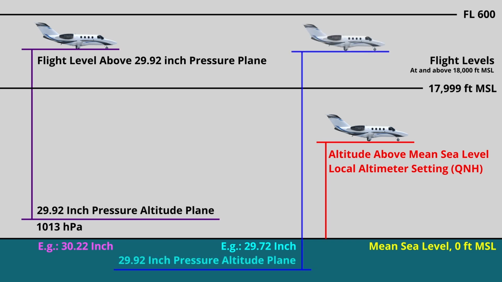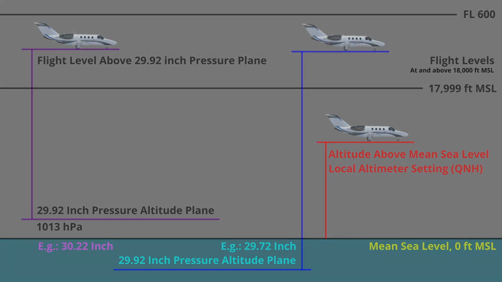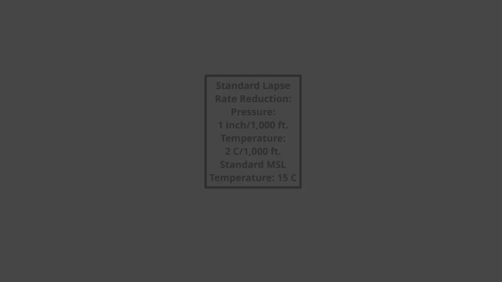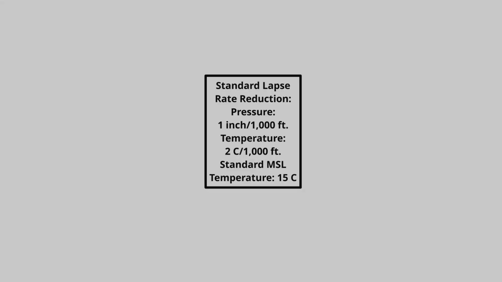It is important to remember that an altitude, pressure altitude, or flight level is always measured above a reference pressure plane. In case of altitude, it is measured vertically above the local pressure plane, and pressure altitude or flight levels are measured vertically above the standard pressure plane. Here you can see two different relative positions of a local pressure plane and the standard pressure plane, one above the other, depending if this local pressure plane is higher or lower than 29.92 inches of mercury.